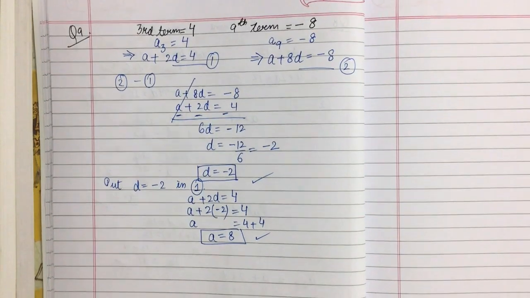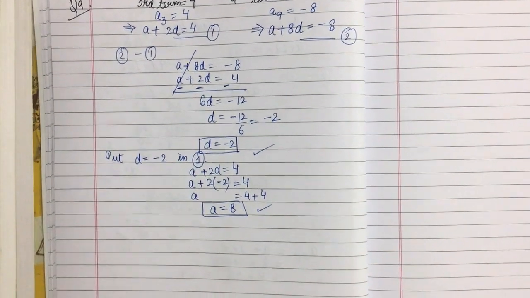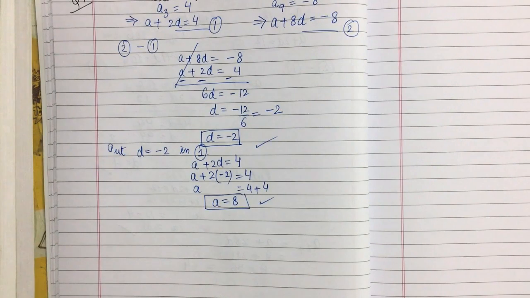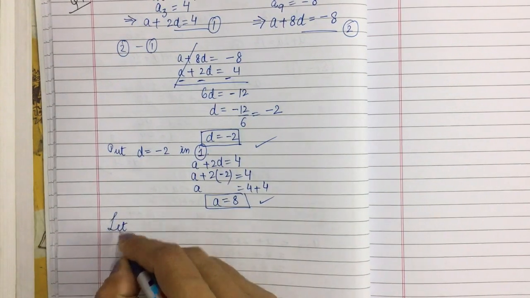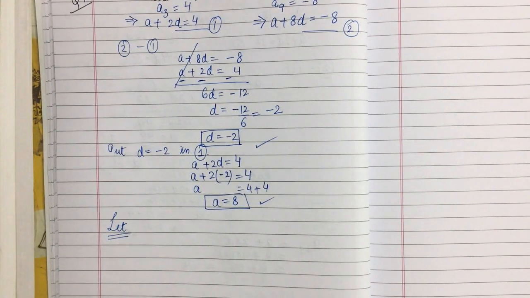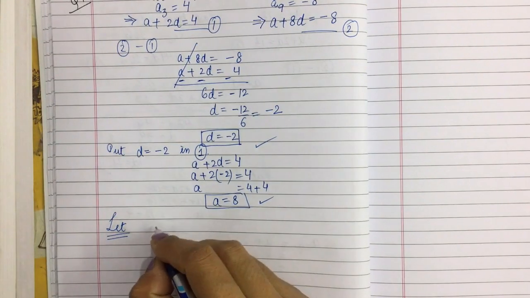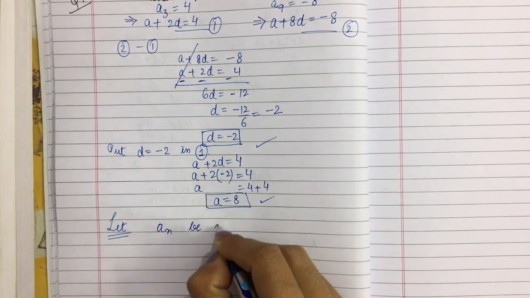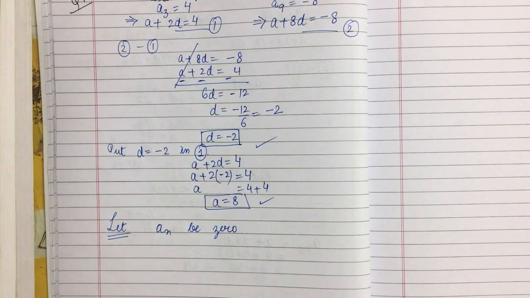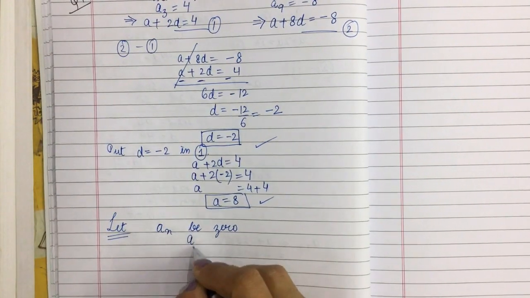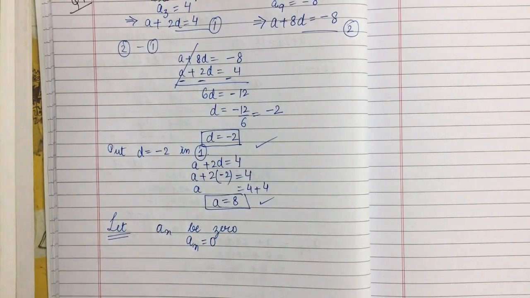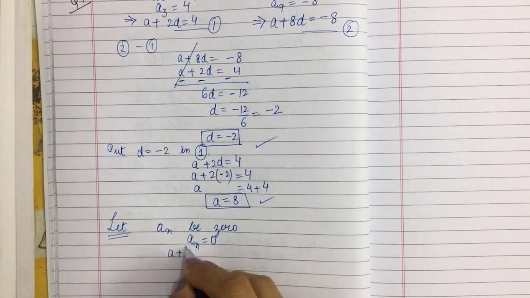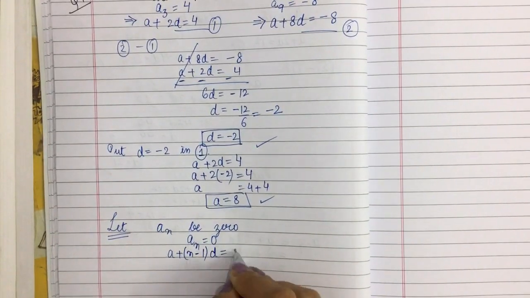Now we will focus on what they are asking. They are saying that the AP they are talking about has 0 somewhere in the list. You have to find out at what place 0 would be. So let us say, because we are having 0 in the list, so we are assuming let AN be 0. So there is a term in the AP whose value is 0. So that's what we are assuming here. So AN equals to 0.